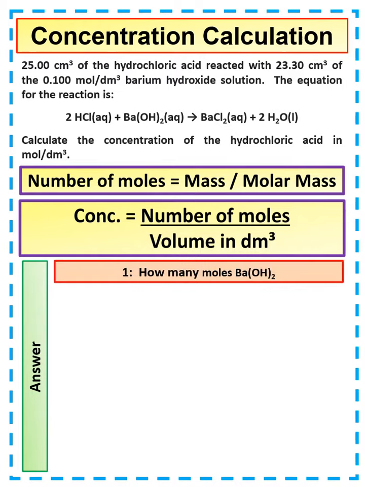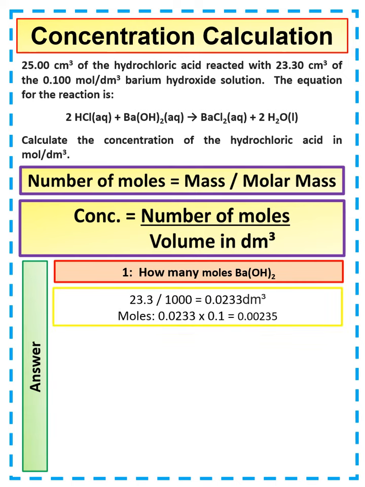So the first thing that we need to do is work out how many moles of barium hydroxide we've got. So we can simply do this. We know that, to start off with, we need to convert that 23.3 centimetres cubed into decimetres. We do that by dividing it by 1,000. So we know that we've got a 0.1 moles per decimetre cubed solution of it. So all we're doing is the volume times the concentration, which will give us 0.00235 moles of sodium hydroxide.